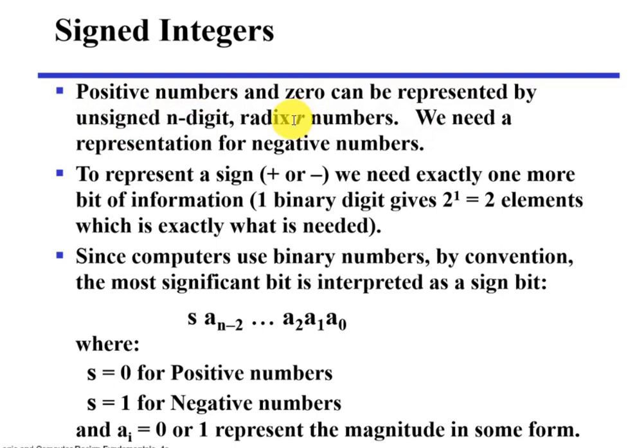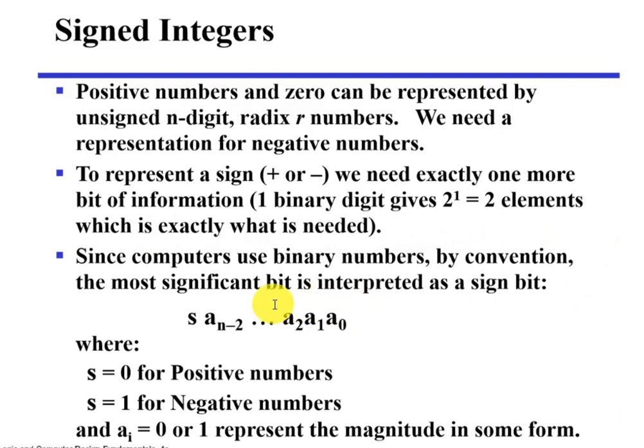For instance, the positive numbers and 0 can be represented by unsigned n-digit, radix r numbers. Then we need a representation for negative numbers. And to represent a sign, plus or minus, we need exactly one more bit of information. One binary digit gives us 2 elements, which is exactly what we needed.